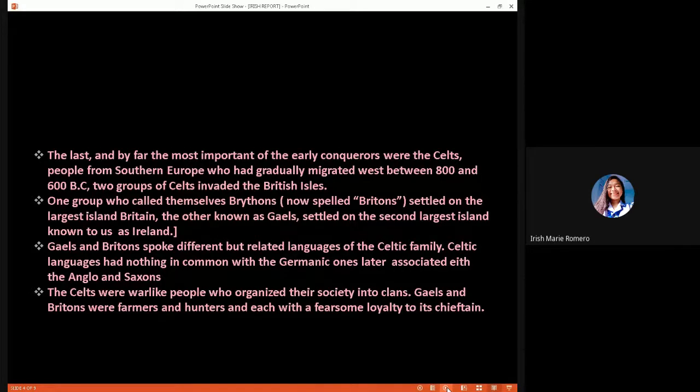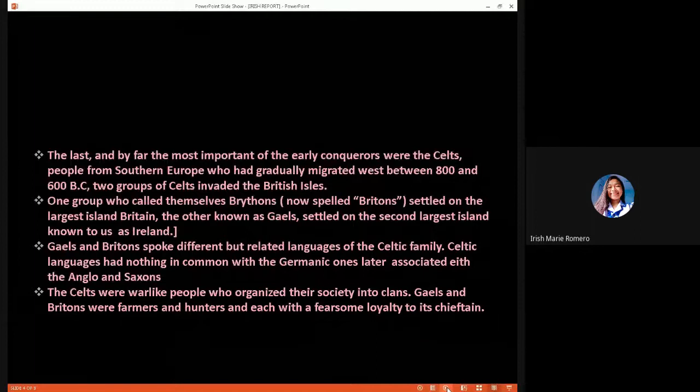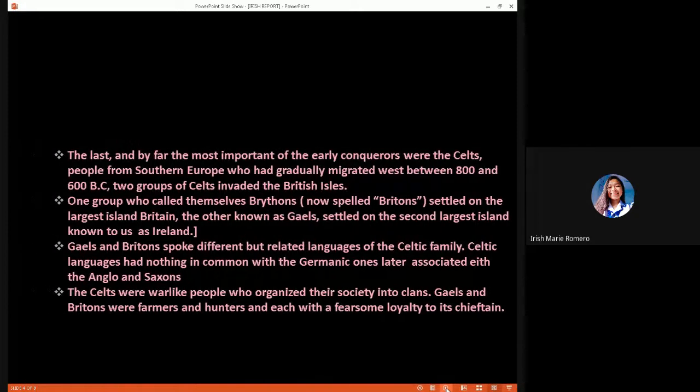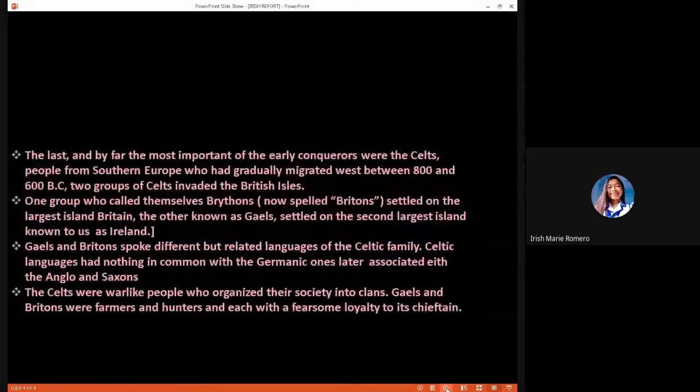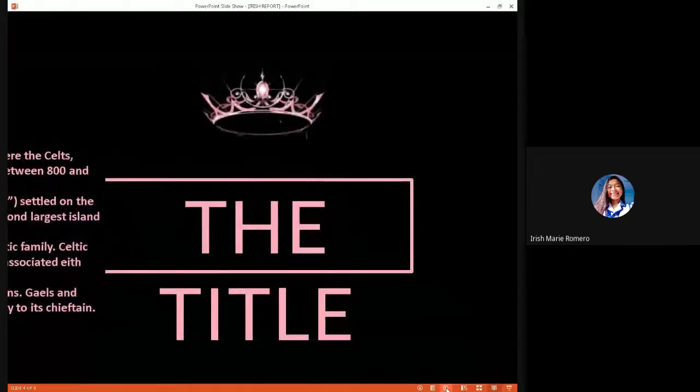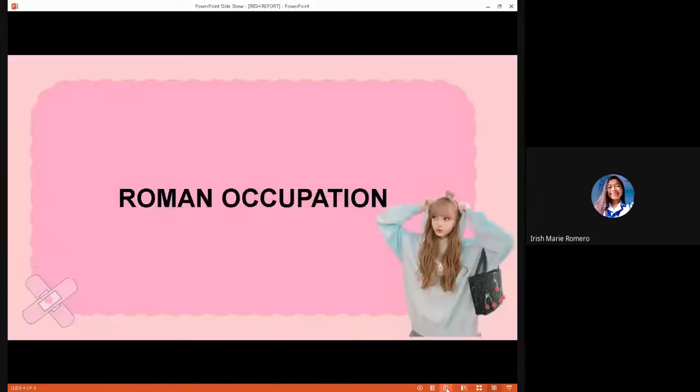Number three, Gaels and Britons spoke different but related languages of the Celtic family. Celtic languages had nothing in common with the Germanic ones later associated with the Anglo-Saxons. The Celts were a warlike people who organized their society into clans. Gaels and Britons were farmers and hunters, each with a fearsome loyalty to its chieftain. So, to further discuss all about the Celts, the British Isles were inhabited by Celtic people known as the Britons.